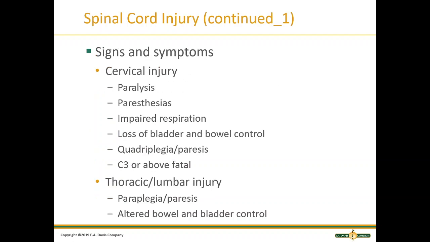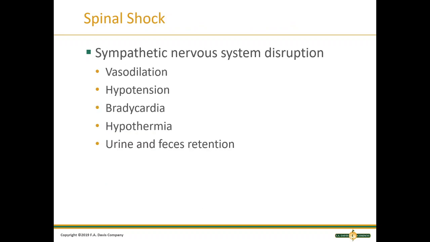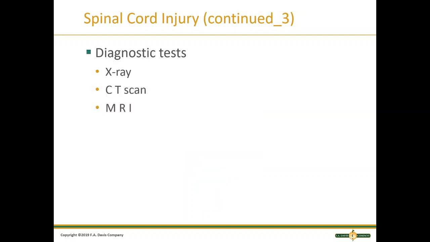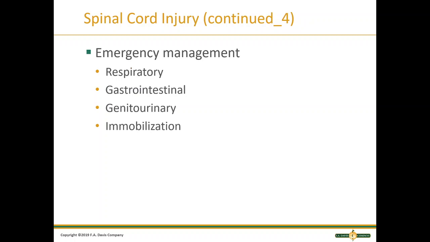Spinal cord injuries: these are what we see, the signs and symptoms, okay? Spinal shock, sympathetic nervous system disruption, so vasodilation, hypotension, bradycardia, hypothermia, urine and feces retention. Spinal cord injury. This is the spine. This is what we're looking at here. Your diagnostic testing that is going to be seen helps you see where the doctor is going to find where the issue is. Emergency management: respiratory, GI, GU, immobilization.